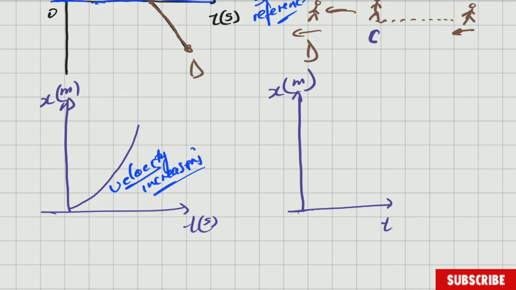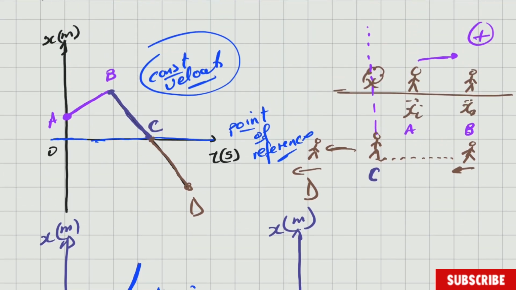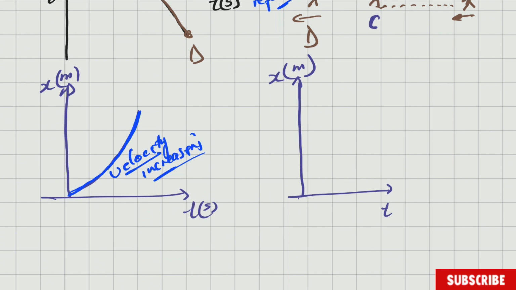Now, what is important is the same thing. In this case, the object is moving away from the point of reference. Nothing changed. The only thing that changes is the shape. Everything else is the same. In this case, the object is moving away from the point of reference, as we have here, for example, A is moving away, but is moving by increasing the velocity. That person starts running, okay?